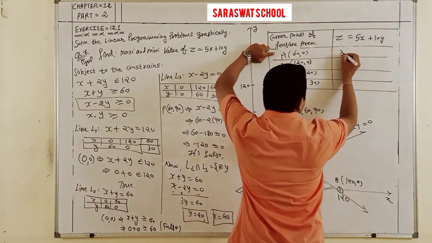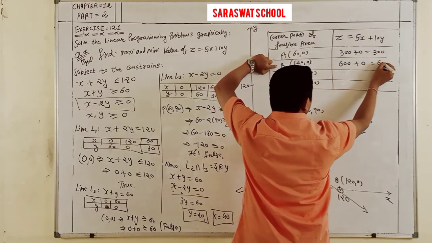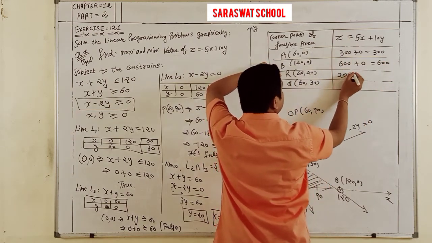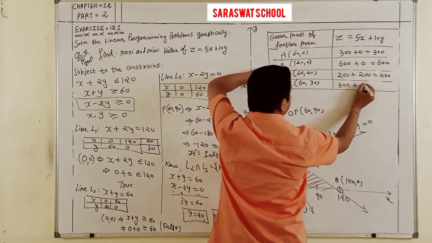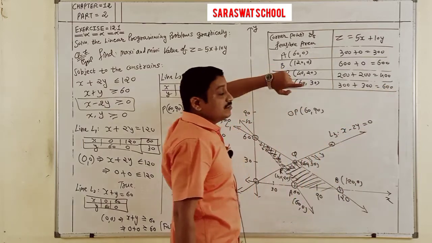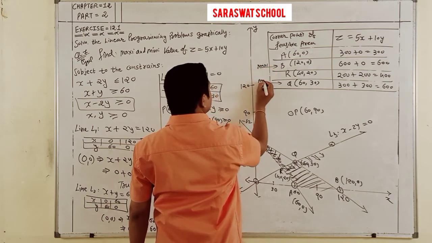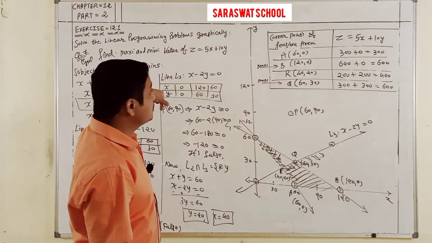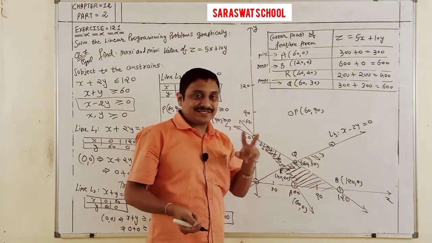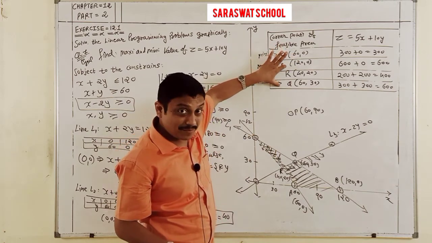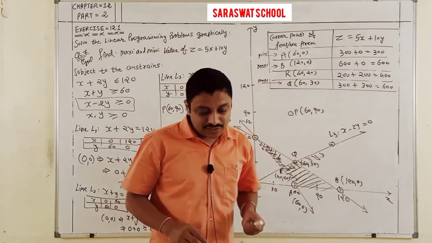So 60, 6 5s are 30, 300 plus 0. 120, 600 plus 0. 40, 4 5s are 20, 200 plus 200, it is 400. And last 6 5s are 30, 300 and 300, it is 600. It means the maximum value is at this place, and the minimum, students, is 300. So after that you will write down in the statement that at these 2 points are the maximum, and here 60, 0 is the minimum value, 300, and that's easily how you will cover your answer.